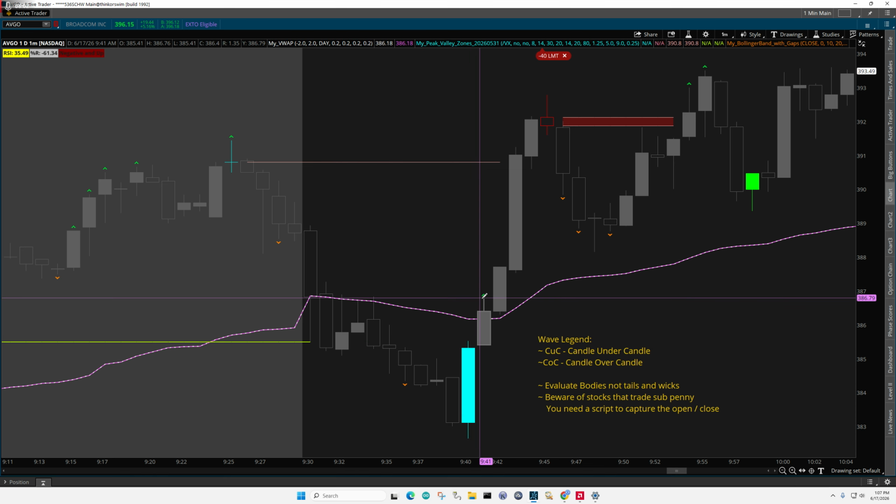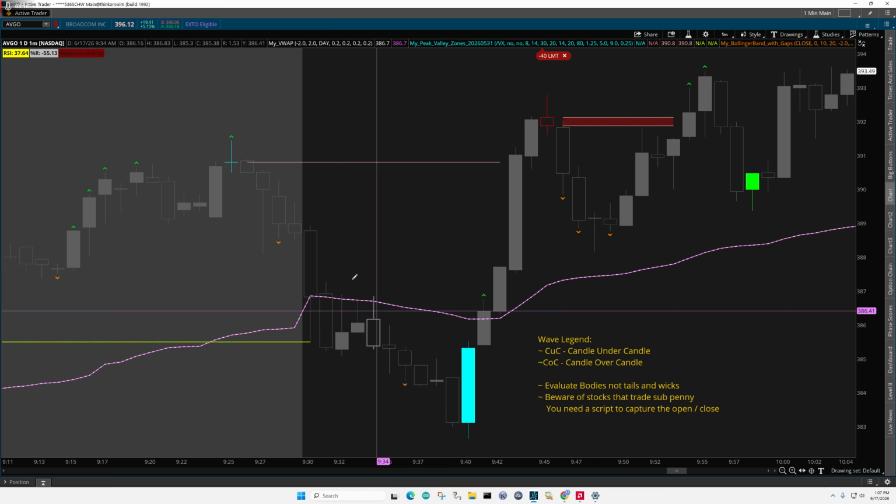That's why I have a script. So this green wedge tells me that this candle body here opened above where this candle body closed. So that constitutes a gap.